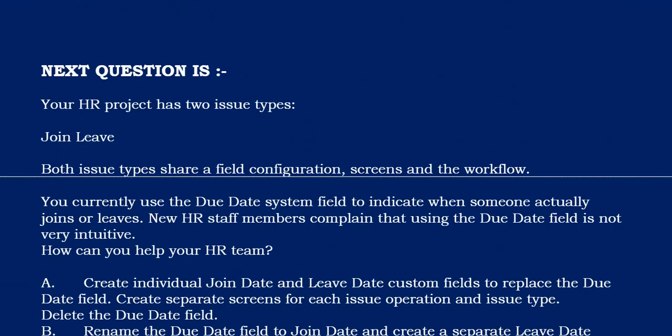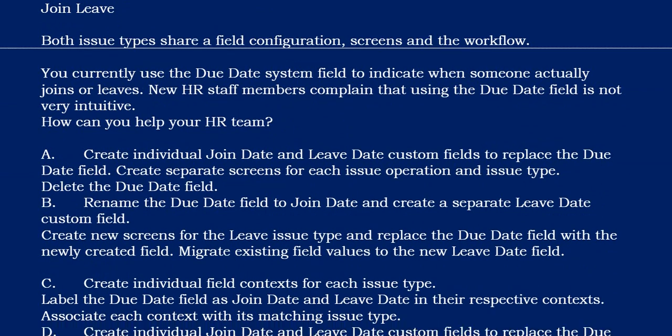Next, your HR project has two issue types, join and leave. Both issue types share a field configuration, screen and the workflow. You currently use the due date system field to indicate when someone actually joins or leaves. New HR team members complain that using a due date field is not very intuitive. How can you help your HR team?